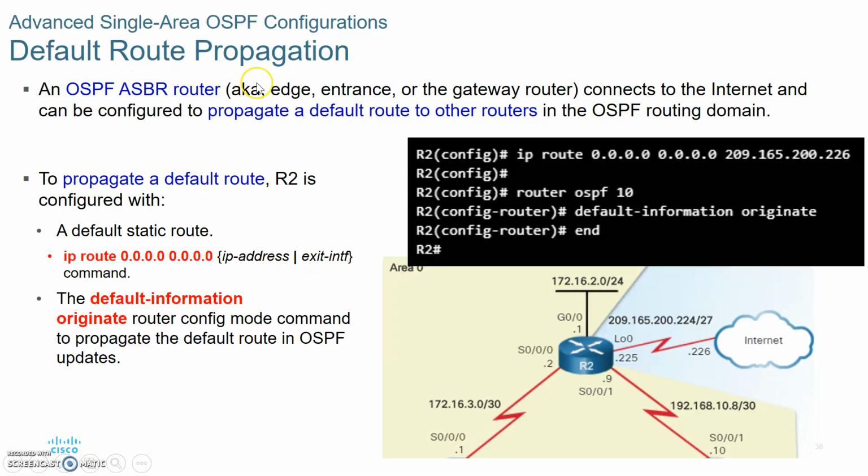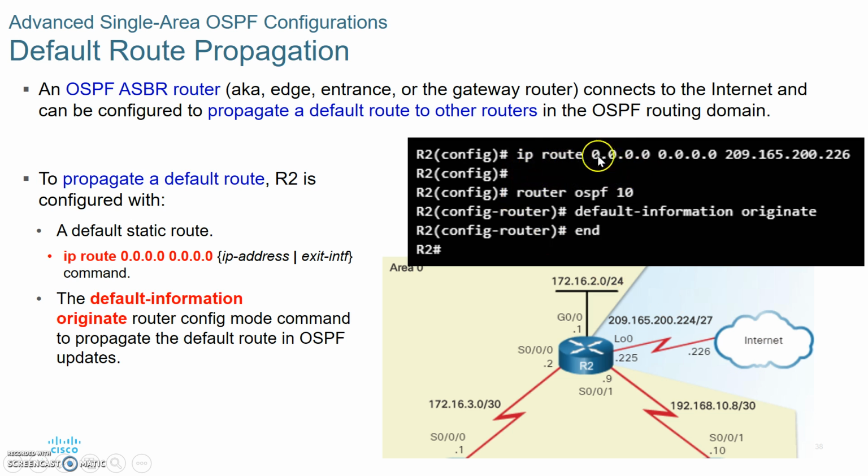With default route propagation, OSPF also supports propagation of your default route. So in the earlier example, we have R2, which is the autonomous system boundary router. It connects to the internet. Normally the connection to the internet will have a default route. Any packet that the router does not know how to route, normally we will send it to the internet, which is your default gateway.